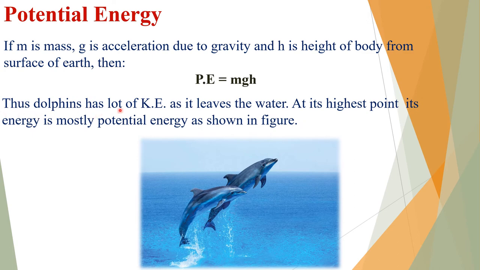Thus, a dolphin has a lot of kinetic energy as it leaves the water. At its highest point, its energy is mostly potential energy, as shown in this figure. So when the dolphin leaves the water, it is having kinetic energy. But when it is at the highest point, then it has mostly potential energy.